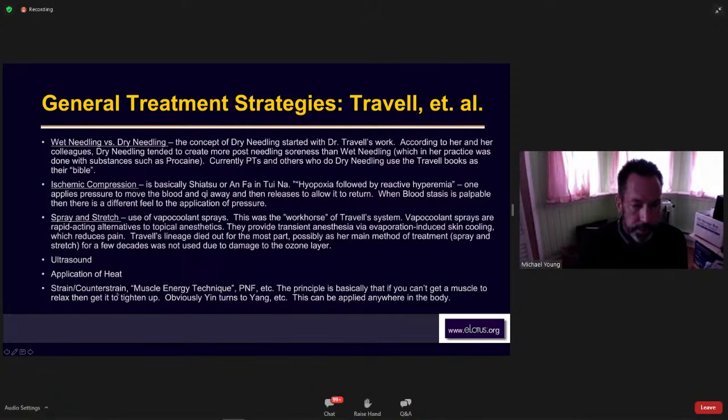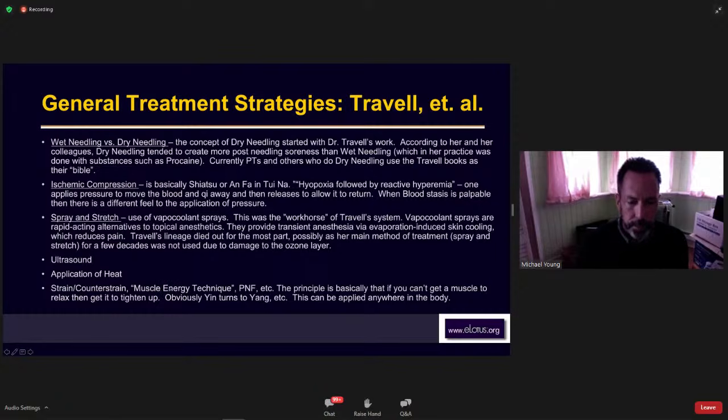moist. And then strain, counter strain, or muscle energy technique, some people call it PNF, probably a bunch of other things. Basically, if you can't get a muscle to relax, then you get it to tighten up. My first yoga teacher was big on that. After the yoga session, he'd have us lay on our back and he'd say, okay, tighten up your feet and then let them go. Tighten up your feet to your knees and let them go. Your feet to your knees to hips and let them go, or something like that.